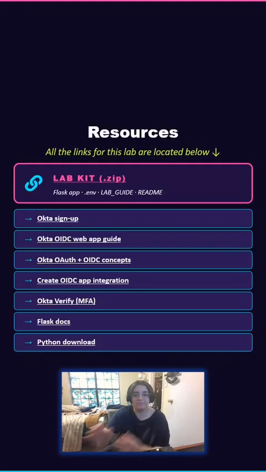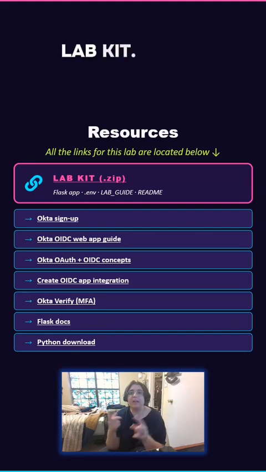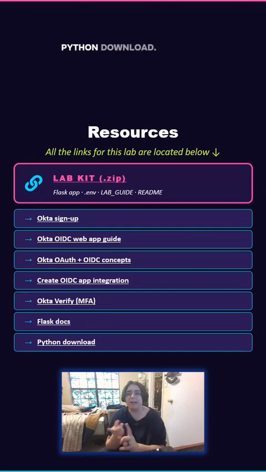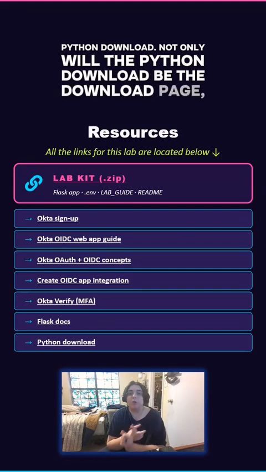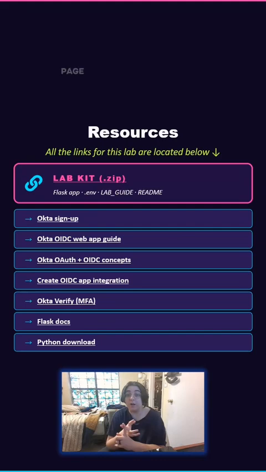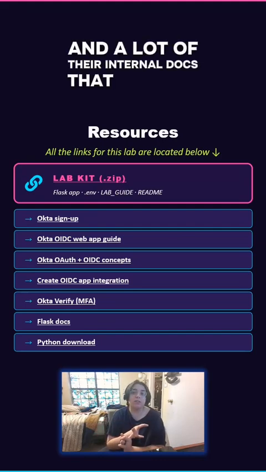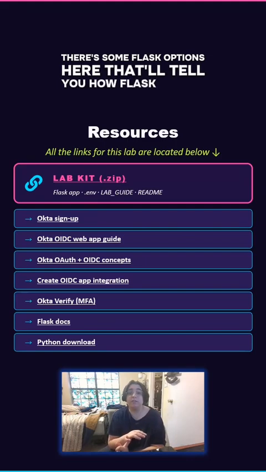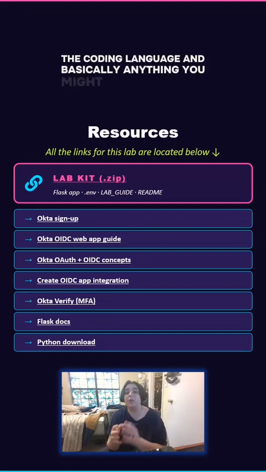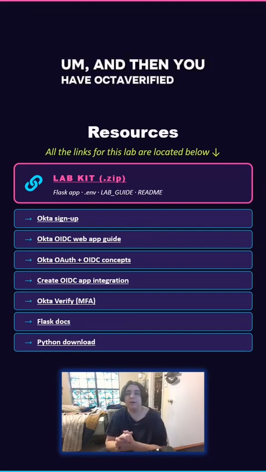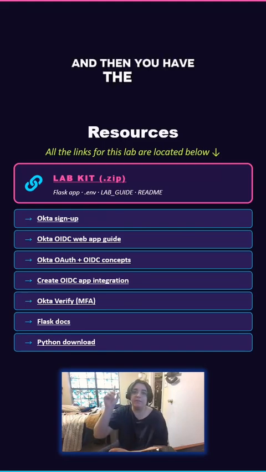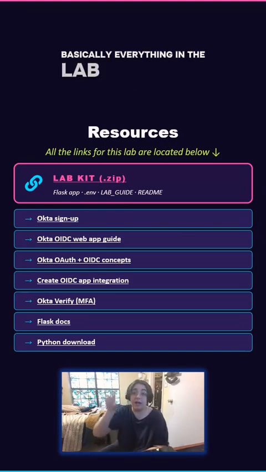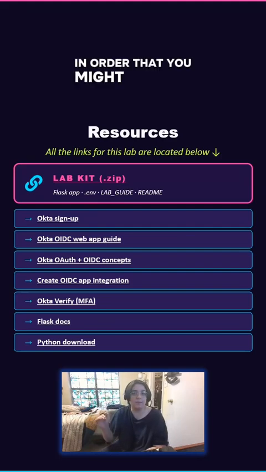All right. Everything you need is on this last slide. The lab kit, all of these links that'll give you some really helpful information. They pretty much say what they do. Python download. Not only will the Python download be the download page, but it'll also be where you can get to the community page, which is really helpful, and a lot of their internal docs that you can use for learning how Python works. There's some Flask options here that'll tell you how Flask works, basically anything you might want to know. And then you have Okta Verify, the MFA, and then you have the OIDC group app integration, all of these different things here. Basically, everything in the lab listed at the end in the order that you might need it.